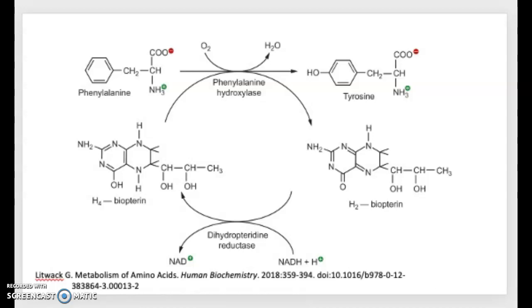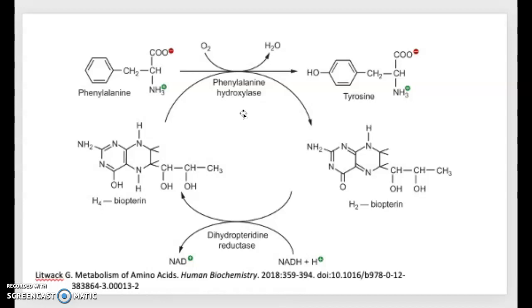Presentation of phenylketonuria may be caused by a mutation in the PAH, or phenylalanine hydroxylase gene, so there's going to be a deficiency in this enzyme. And this is going to cause phenylalanine to not be hydroxylated to tyrosine and therefore cause a buildup of phenylalanine.